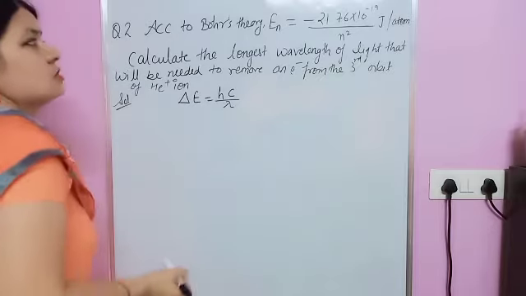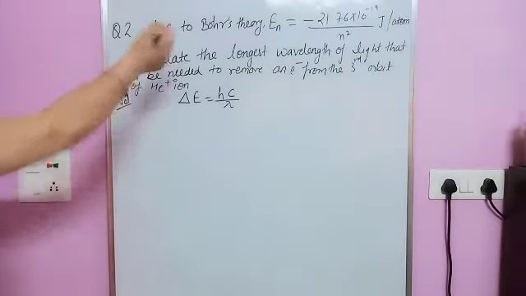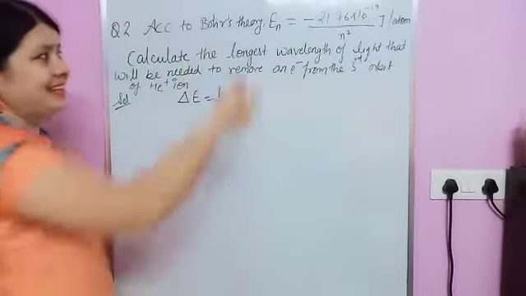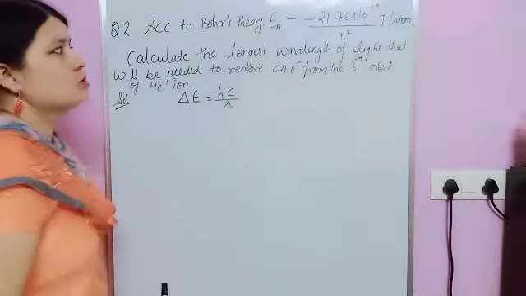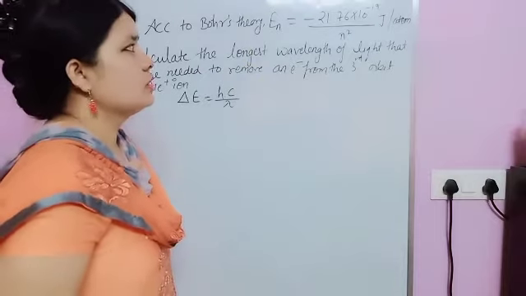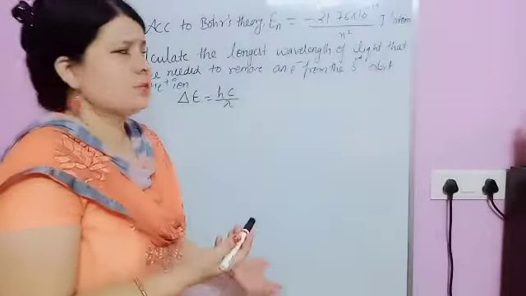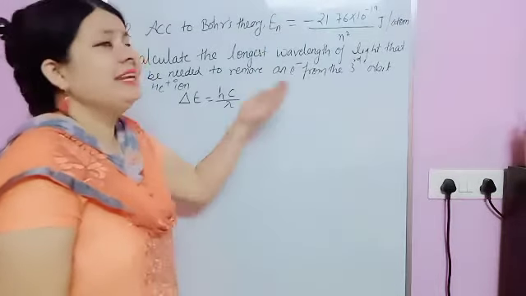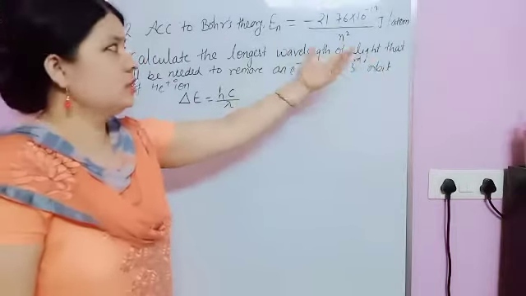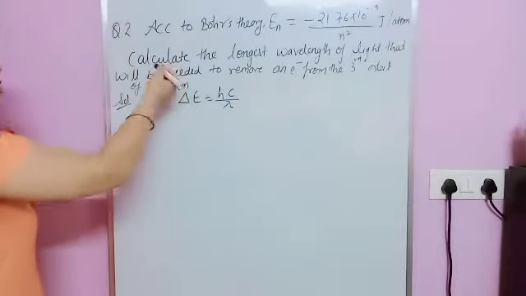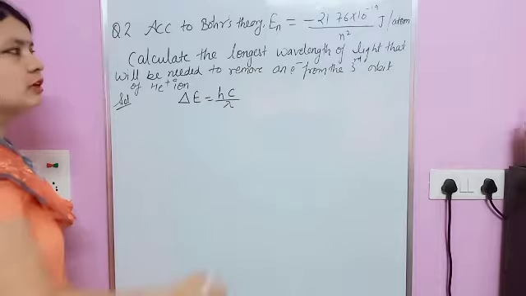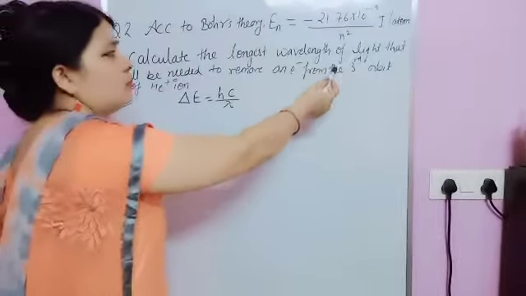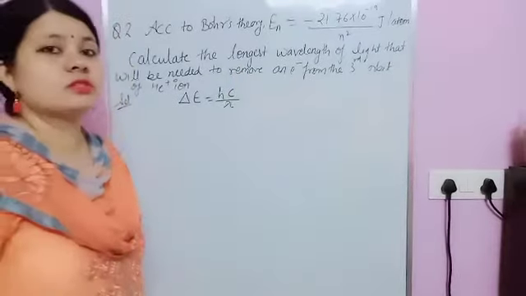11th class. Now just see, we have another formula, another question. According to Bohr's theory, En is equal to minus 21.76 into 10 raised to power minus 19. This is the same expression, it's 2.18 into 10 raised to power minus 18. They just shifted it and wrote it, nothing else. Joule per atom. Now calculate the longest wavelength of light that will be needed to remove an electron from the third orbit of He positive ion.